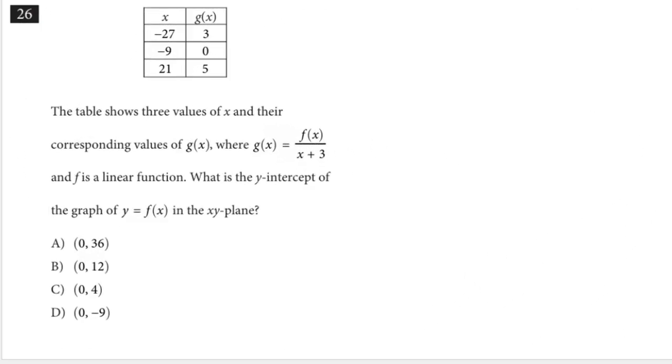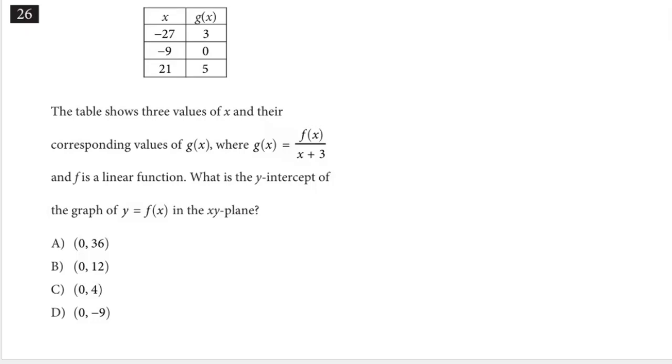Question 26. The table shows three values of x and their corresponding values of g(x), where g(x) is f(x) divided by x plus 3, and f is a linear function. So g is a rational function, but f is a linear function. What is the y-intercept of the graph of y equals f(x) in the xy-plane?